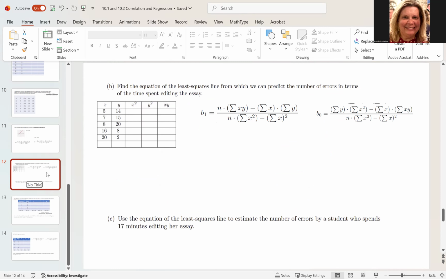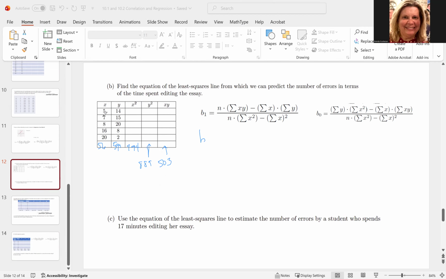As we look here, this is back to our example where we had the number of errors in terms of the time spent editing an essay. If you go back to what we had previously in terms of our sums, the sum of the x's was 56, the sum of the y's was 59, the sum of x squared was 794, y squared 889, and xy was 503. So we're going to use those to calculate what we've got going on here.